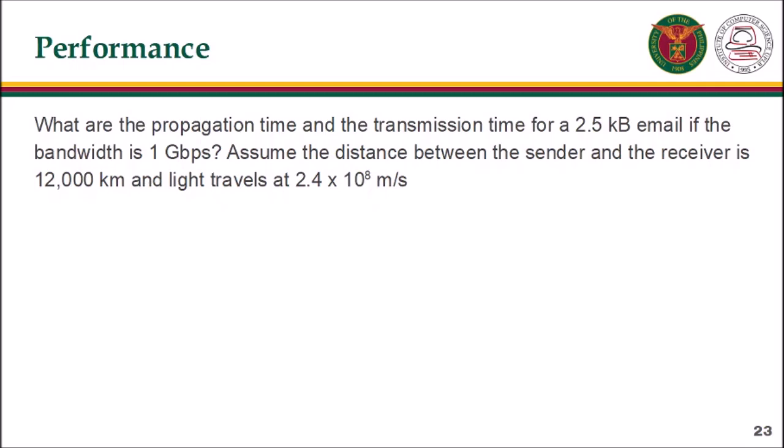Question: what are the propagation time and the transmission time for a 2.5 kilobyte email if the bandwidth is 1 gigabit per second? Assume the distance between the sender and the receiver is 12,000 kilometers, and light travels at 2.4 times 10 raised to the 8 meters per second.